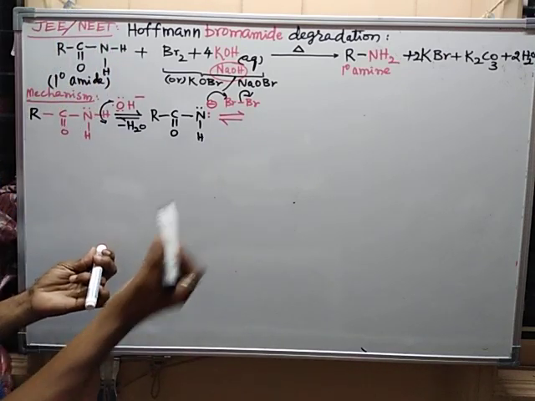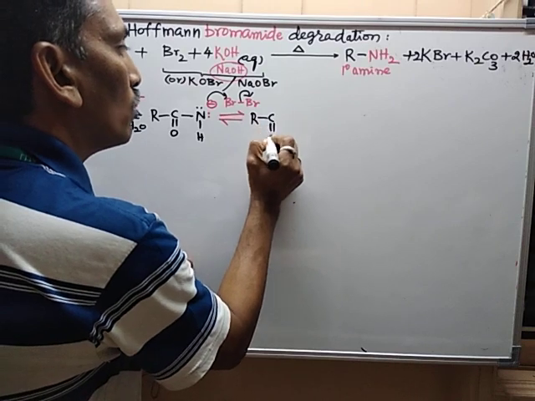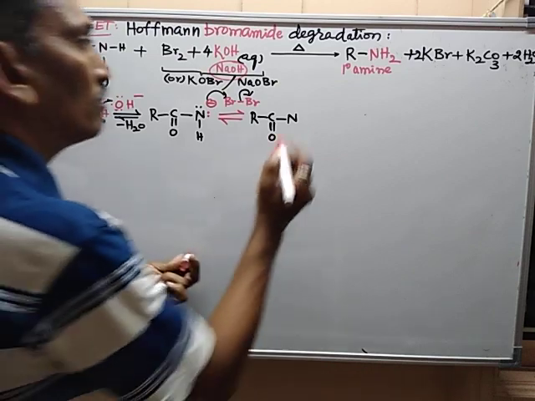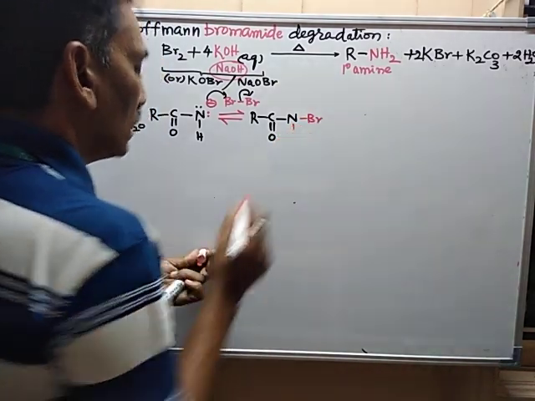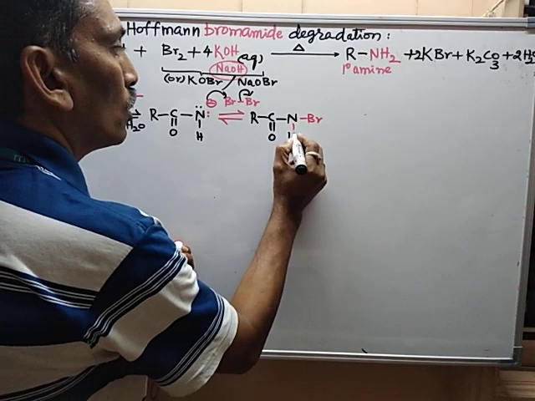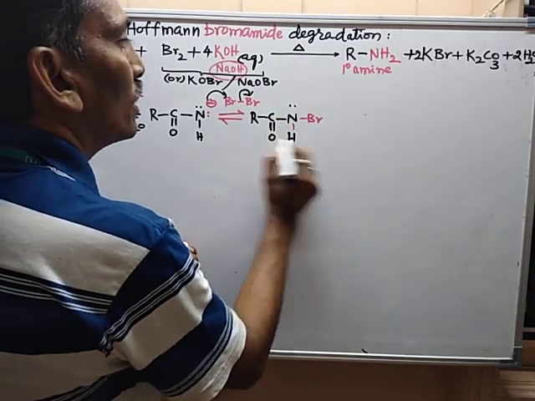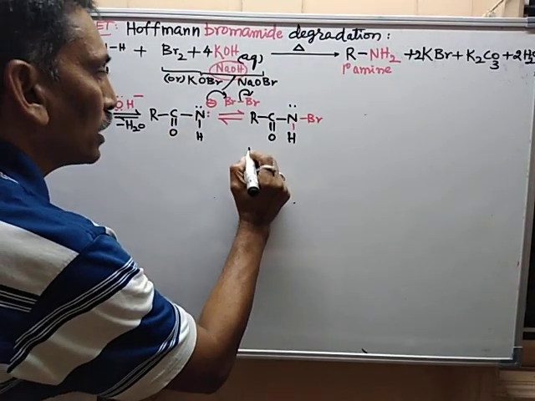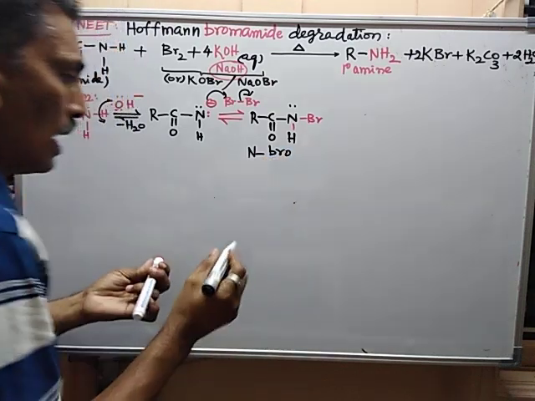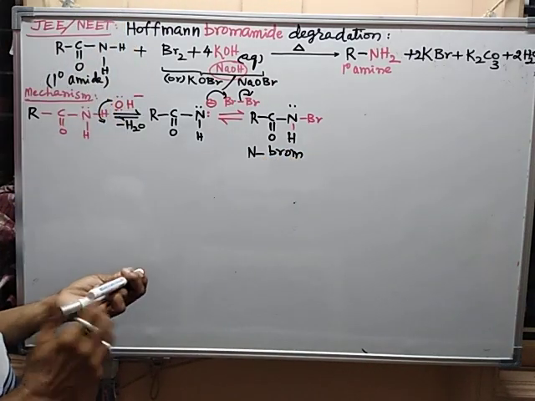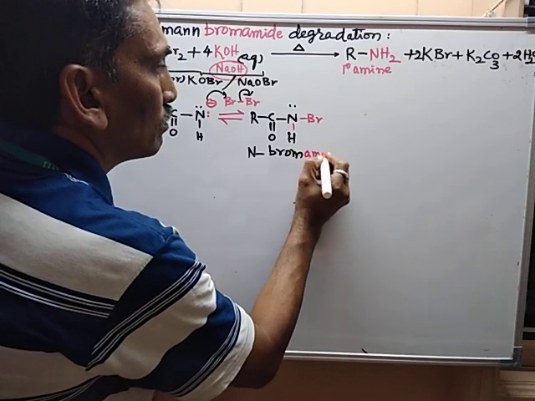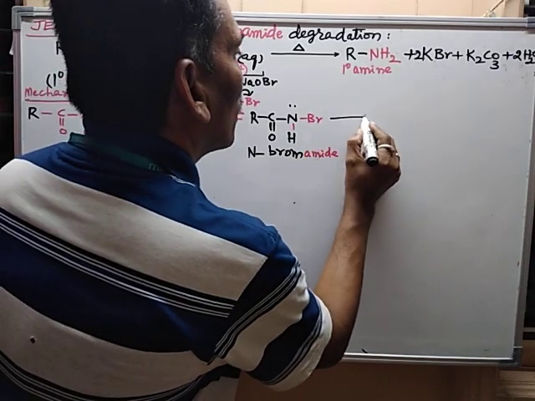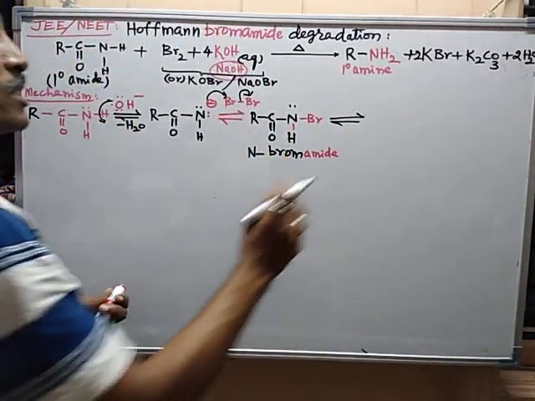R C double bond O as usual. N is attached with Br, and this N contains hydrogen and a lone pair. Based on this product, the name is designed: it has bromine on the N atom. It is N-bromo, and what is the group? A CONH2 type group is amide. That's why the name results. Don't bother, very easy. Once again, what is playing a role? OH minus ion is playing a role.